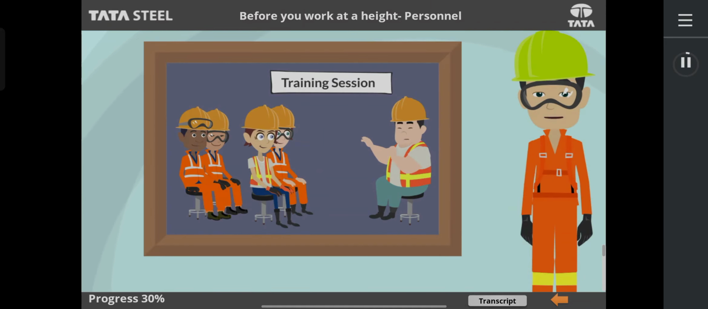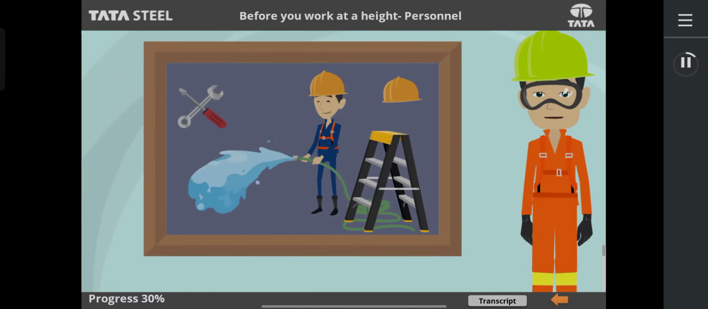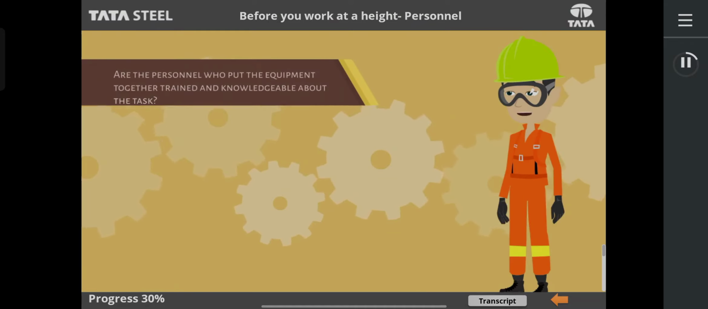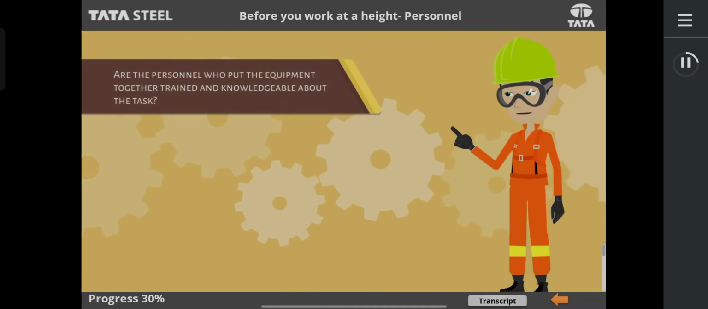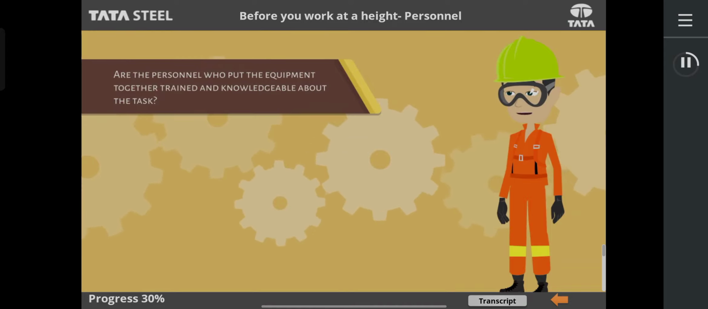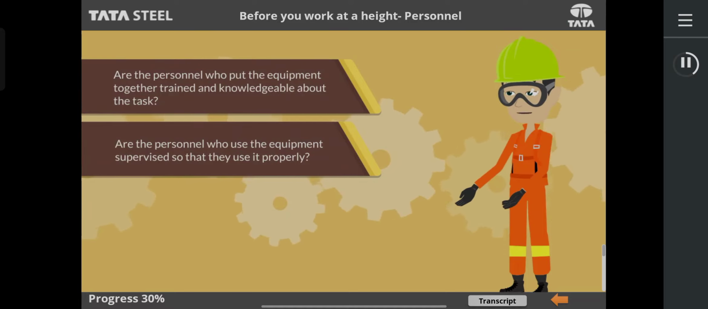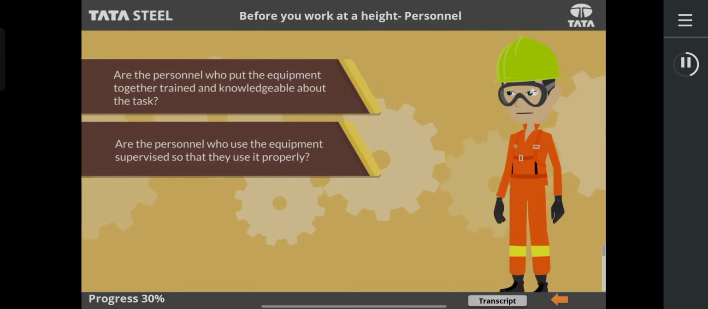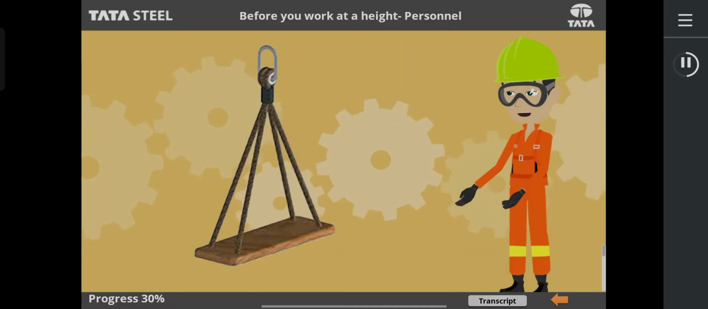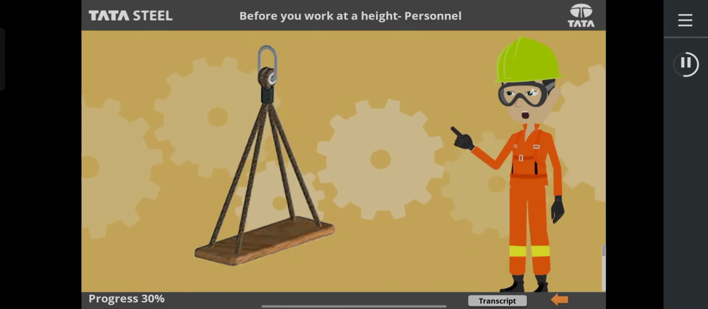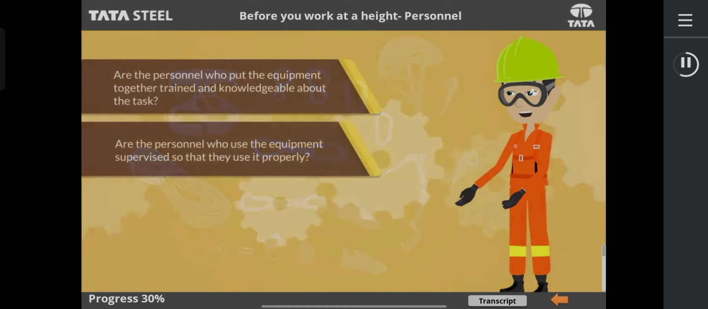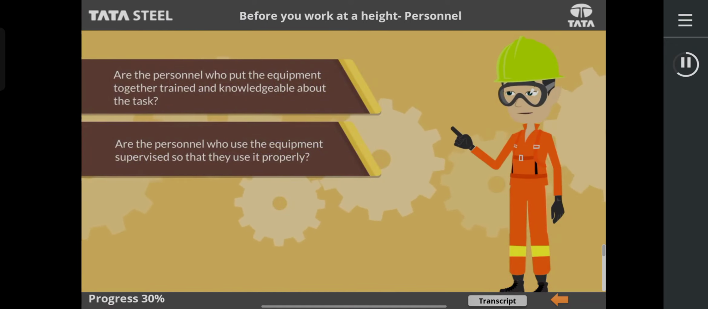It is important that the personnel who are involved be trained and knowledgeable. Ensure that the personnel meet these requirements. Ensure that personnel who put the equipment together are trained and knowledgeable about the task. Make sure that the personnel who use the equipment are supervised so that they use it properly. For more specialized equipment, for example, Bosun's chairs and rope access equipment or systems, the greater will be the degree of training and supervision required to ensure safety.